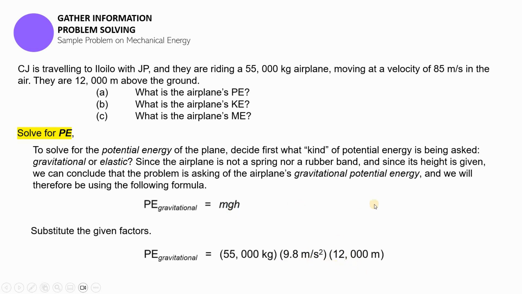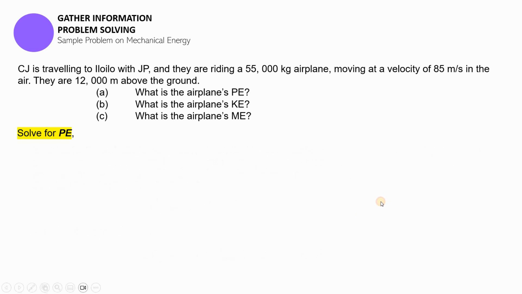Ayan siya. Alright. Now, the next thing we're gonna do is we will be carrying out the operations. Can you please multiply them? What did you get? Okay, so the gravitational potential energy is supposed to be 6,468,000,000 Newton meters. Okay, so yun yung gravitational potential energy ng mismong airplane. It's actually really huge.